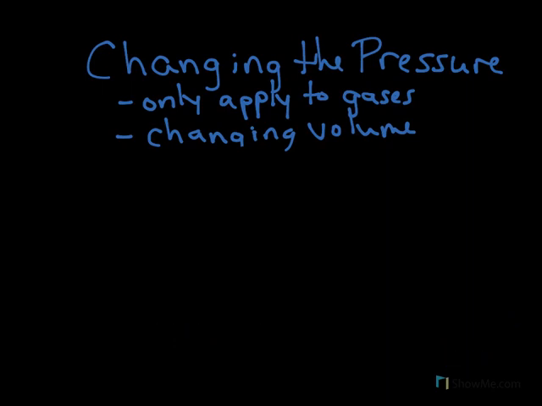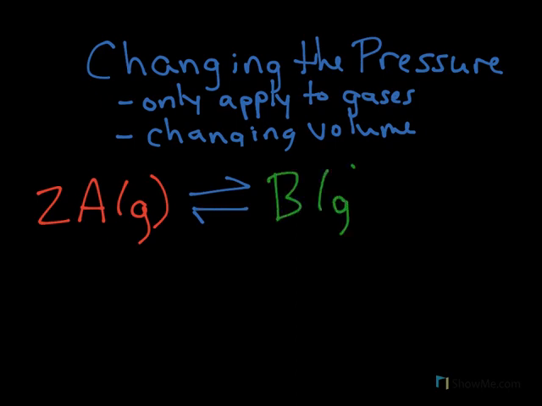And again, let's consider, we'll switch up a little bit. 2A, which is a gas, is reversible to make B, which is a gas. So the first thing I want to point out is that there is 1 mole, no there's not. There's 2 moles of gas on the reactant side, but there's only 1 mole of gas on the product side.